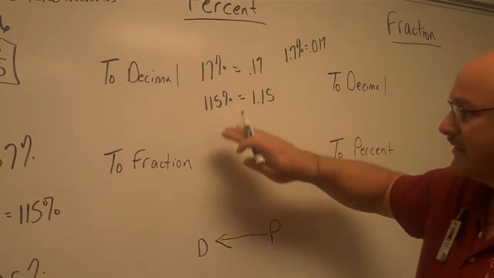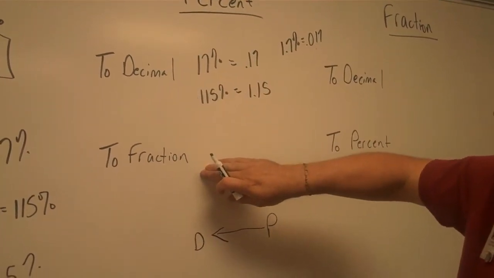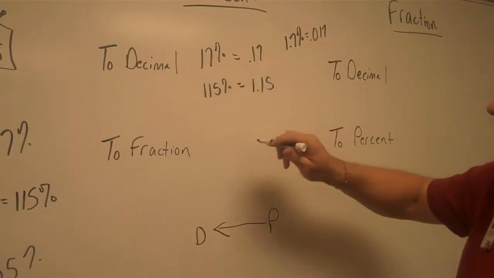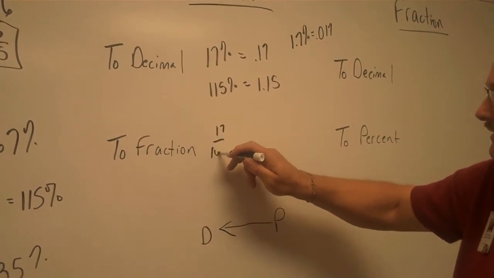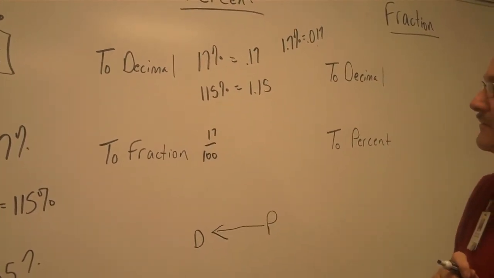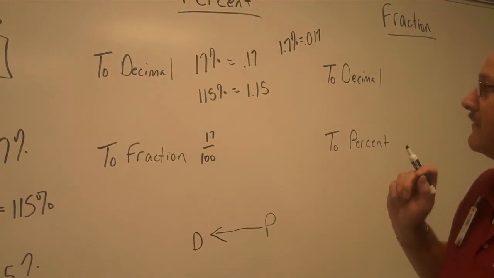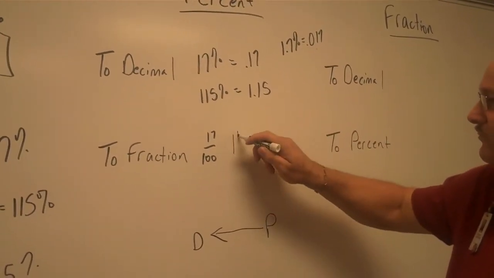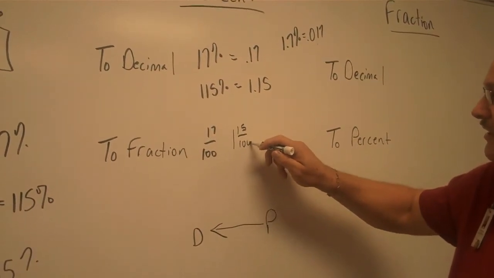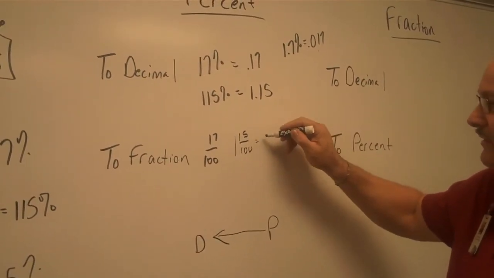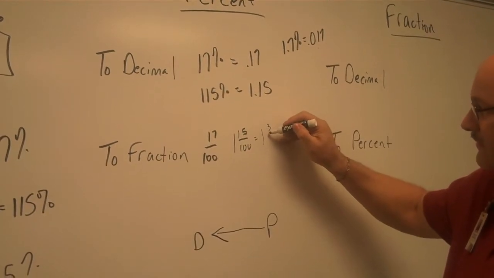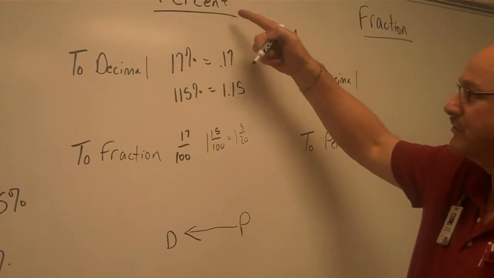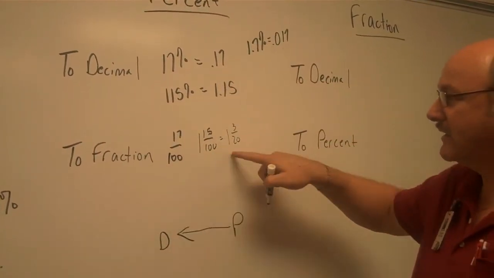If we have a percent to a fraction, it's generally easy to make it a decimal first. We've taken 17% and made it 0.17. We just learned that's 17/100. Okay. We can say 115% is 1.15. That's 1 15/100, which would be reduced to 1 3/20. So percent to fraction, usually best to make it a decimal first, then to the fraction.